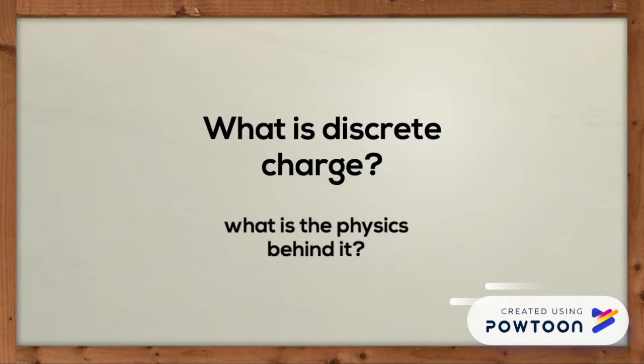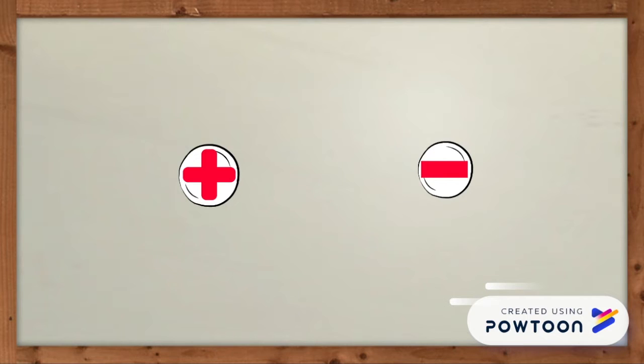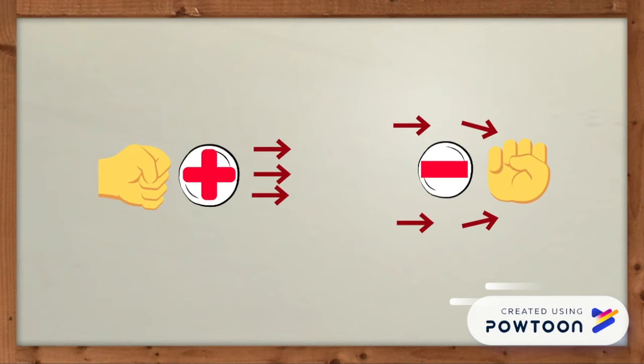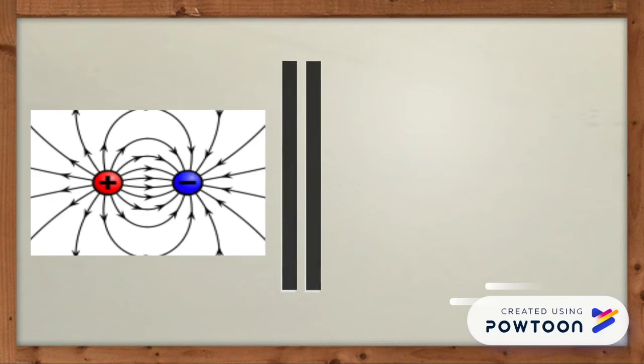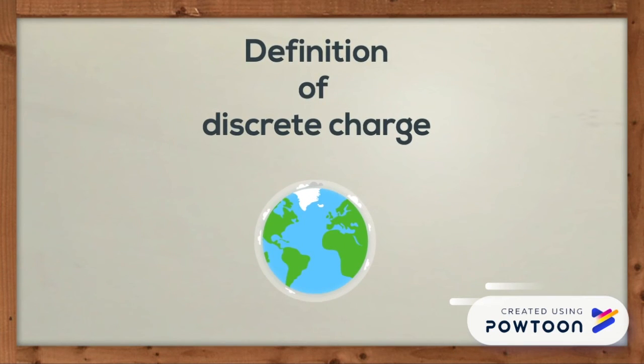So, what is discrete charge? What is the physics behind it? Given there are two charges and a test charge, the test charge feels a force by both charges. There are two forces, one pushing and one pulling. The electric field created by the two charges will be the sum of the electric fields created by each one. Adding these two, we can find the direction. The definition of discrete charge distribution roughly means charges at precise locations.